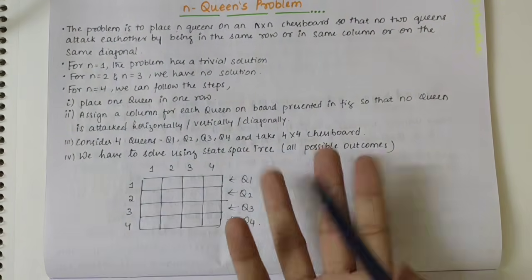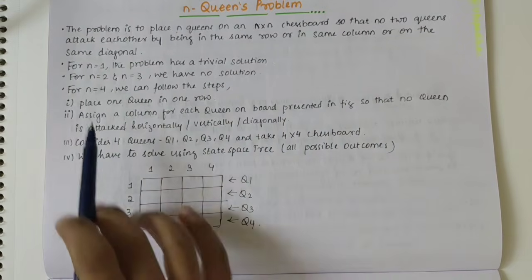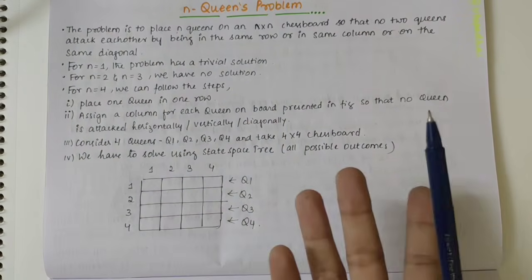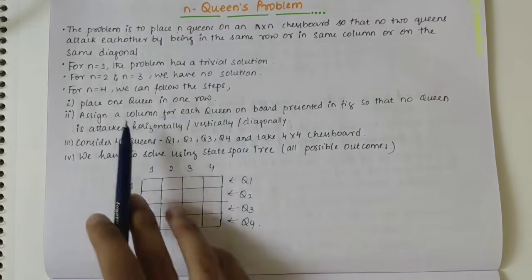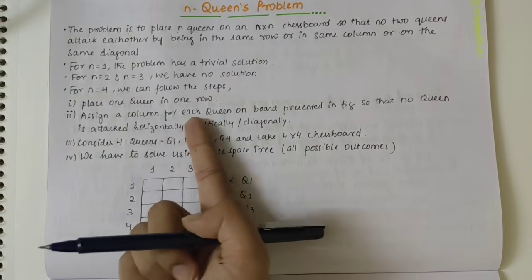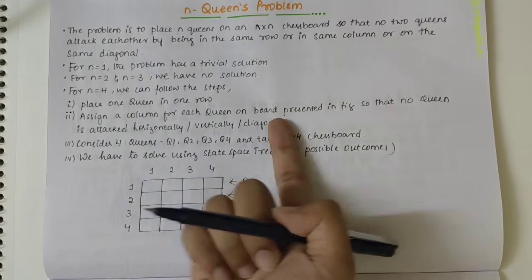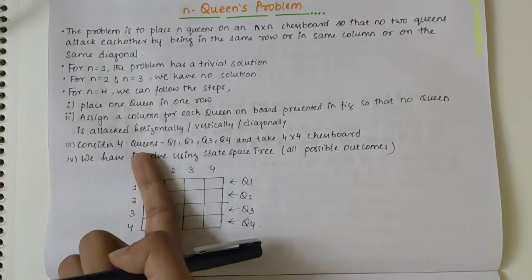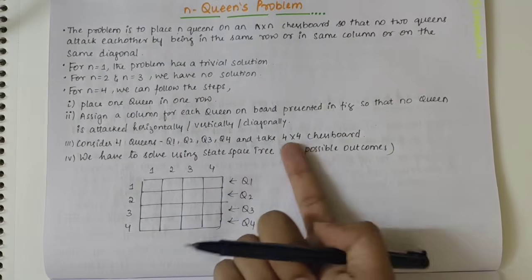If I take n equal to 1, I can place the queen anywhere, right? So it has a trivial solution. For n equal to 2 and 3, we have no solution. But when we come to n equal to 4, we can follow the further steps. That is, place one queen in one row. Yes, I placed a queen in one row. Assign a column for each queen on the board so that no queen is attacked horizontally, vertically, or diagonally. So we have to consider 4 queens here. N equal to 4 means we are taking 4 queens: Q1, Q2, Q3, Q4 in a 4x4 chessboard.